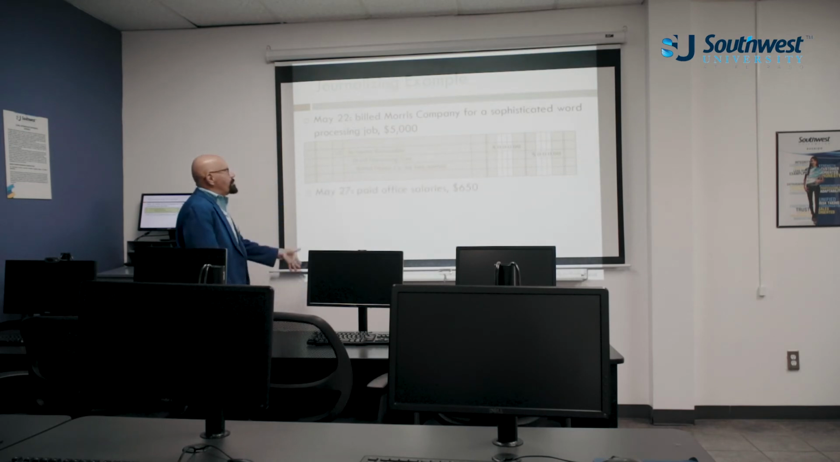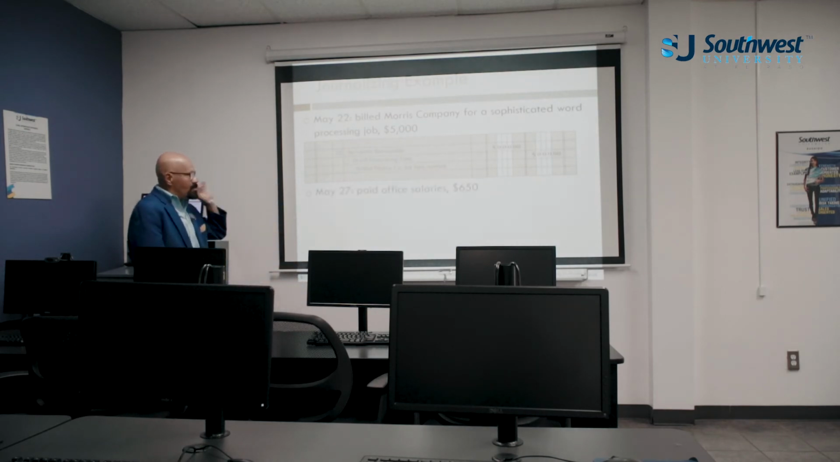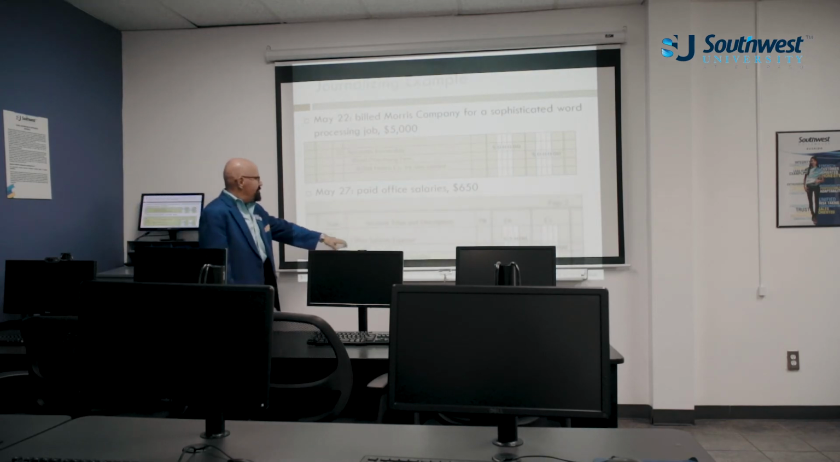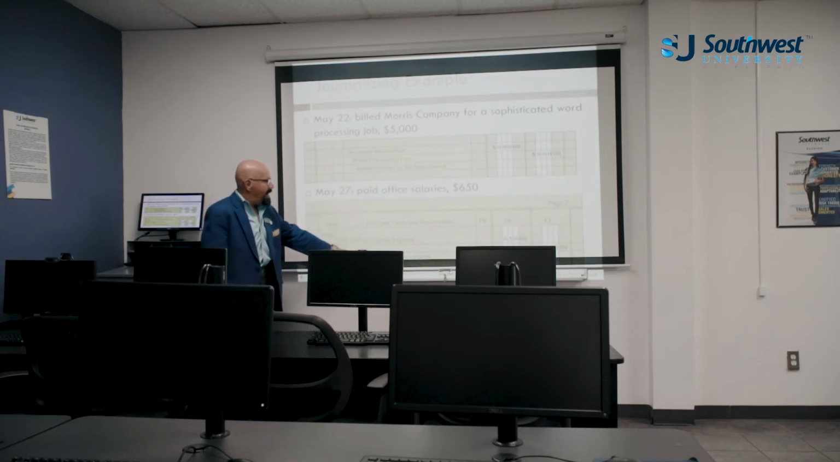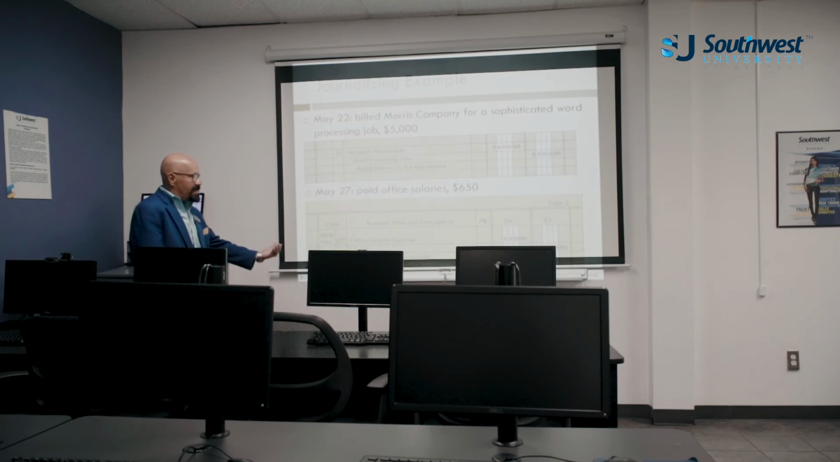Okay. Paid office salaries again, $650. It'll be the same post as before. You can see we have office salaries expense, $650. We make expenses go up by debiting. And then cash, because we all want cash, credit of $650. Okay? Because that's how we make an asset go down.